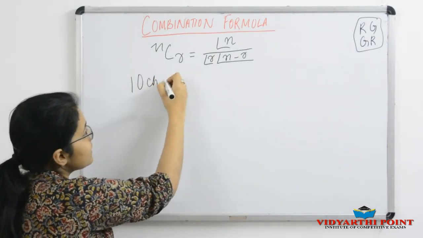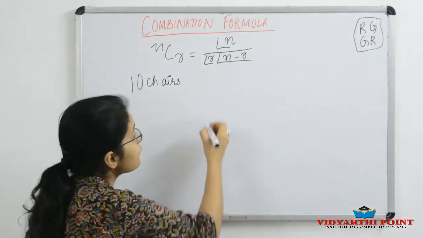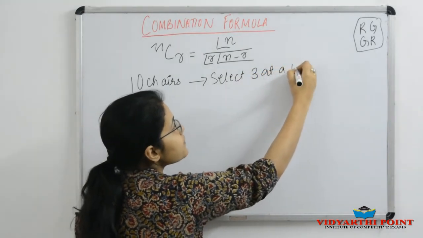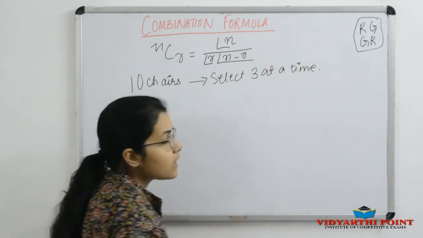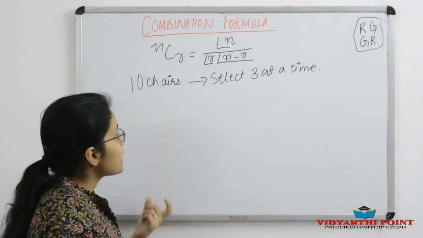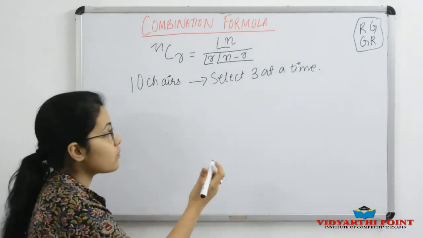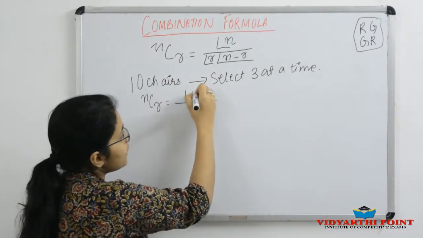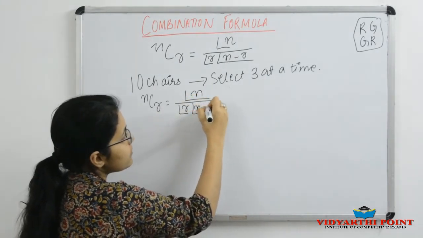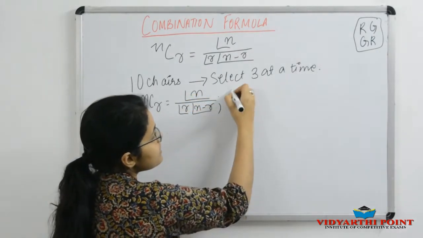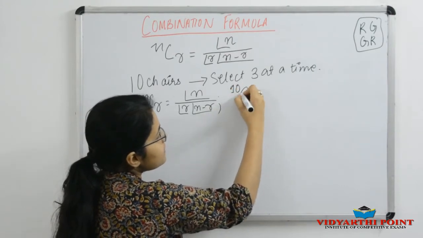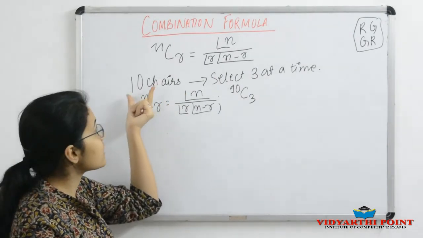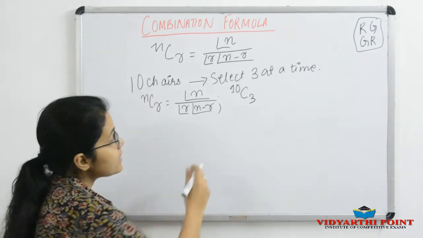Let us say there are 10 chairs and we have to select 3 at a time. Here let us apply the direct formula, which is nCr, that is factorial n divided by factorial r times factorial n minus r. Here nCr is 10C3. n is the total number of available items, that is there are 10 chairs. So in place of n you will write 10.